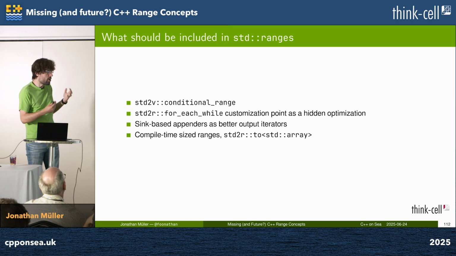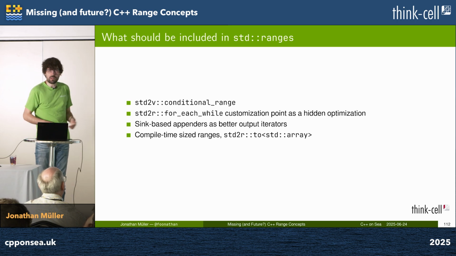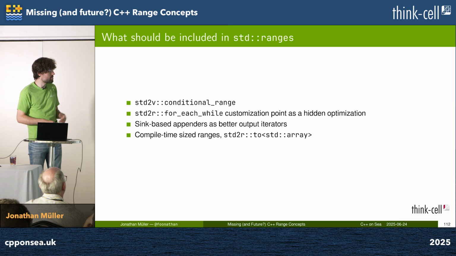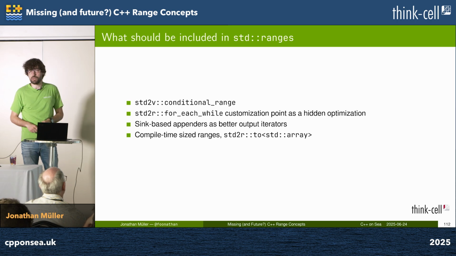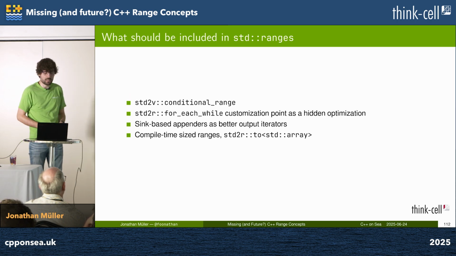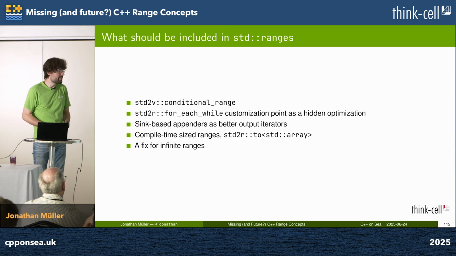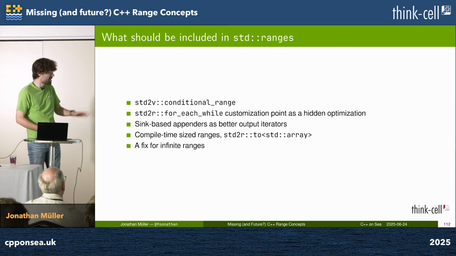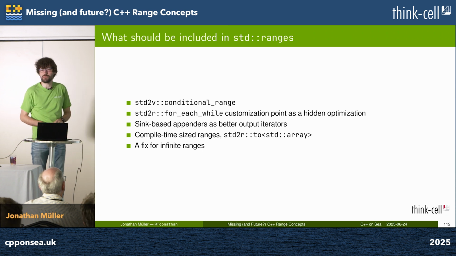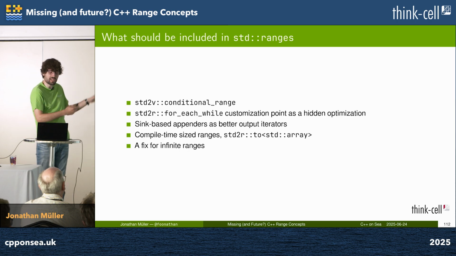We also already have compile-time-sized ranges. Thanks to the C++23 semantic changes, we just need a concept for it, and then we can also add standard ranges to standard array, because that is useful in some situations. And we definitely want a fix for infinite ranges, but that's not really important because in practice it's fine. This is just the standard library specification being clearly broken.